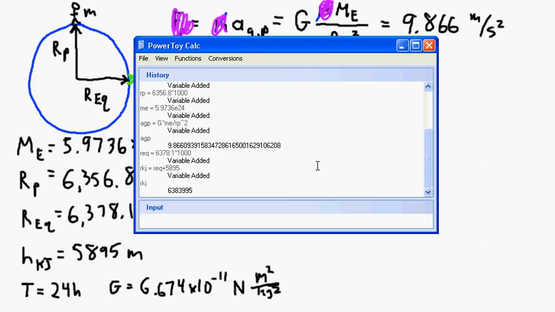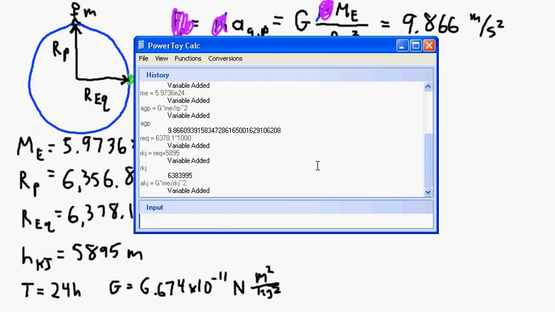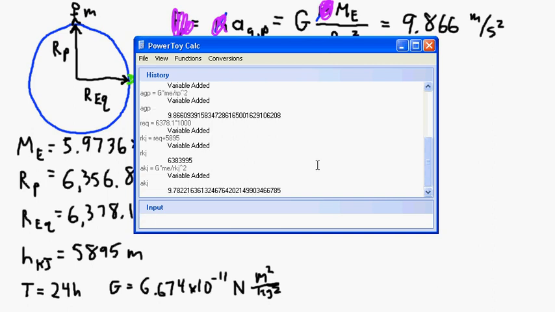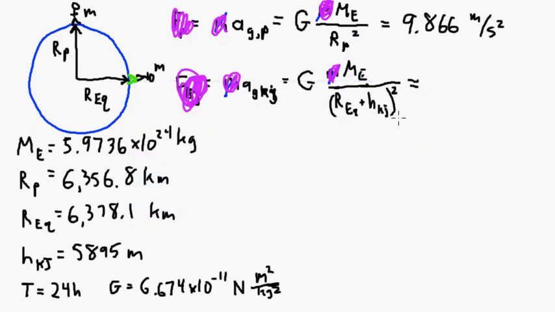Okay, so great. Let's do the same equation as before. Where did I get it? There we go. Except let's do AKJ is G times ME times RKJ squared. And AKJ is 9.782 meters per second squared.